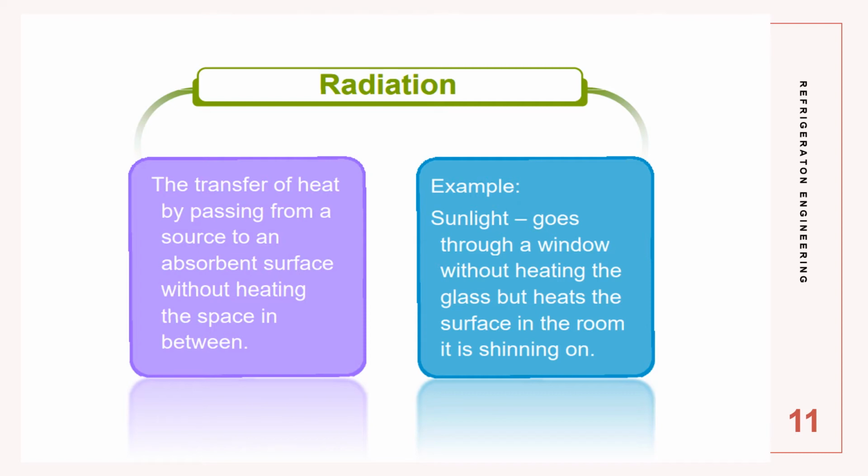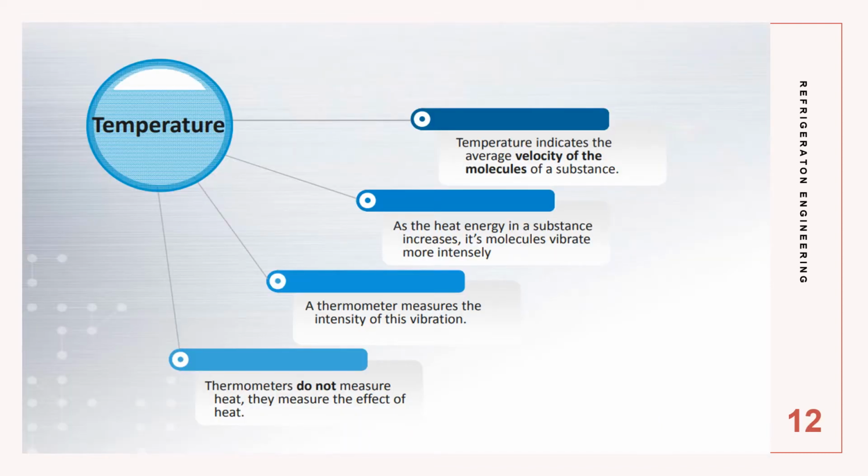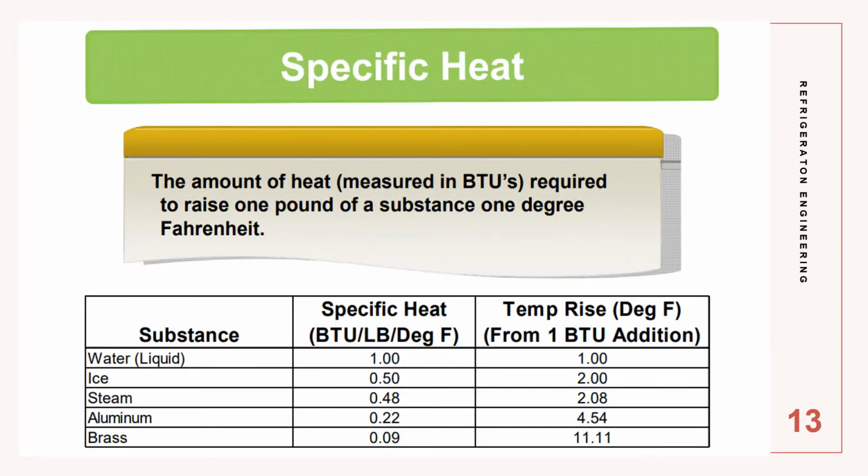Temperature, another concept. Temperature indicates the average velocity of molecules of a substance. Also, as the heat energy in a substance increases, its molecules vibrate more intensely. A thermometer measures the intensity of this vibration. Thermometers do not measure heat; they measure the effect of heat.